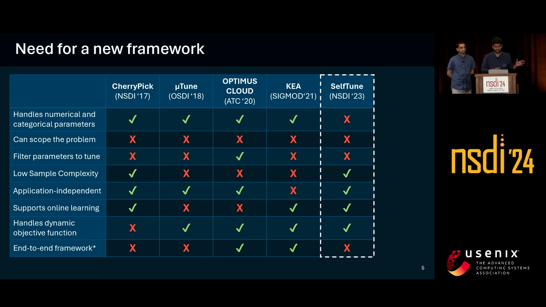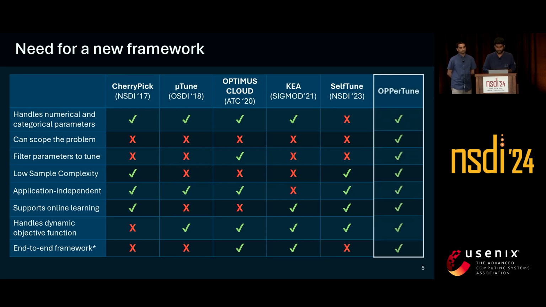Even though it addresses some aspects not covered by other solutions, we realized from our discussions with the product groups that it still doesn't address crucial problems related to tuning cloud services in production systems, such as filtering important parameters to tune from a large set of parameters, handling numerical and categorical parameters, etc. We therefore introduce OPPerTune, which addresses all these problems.